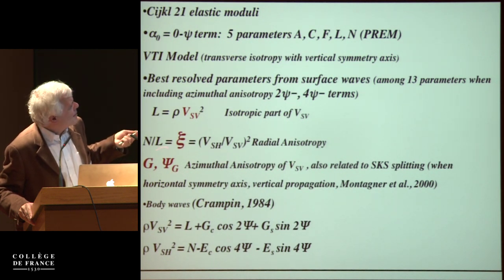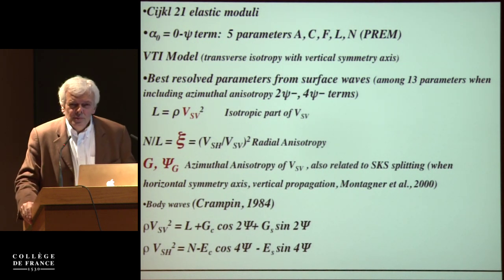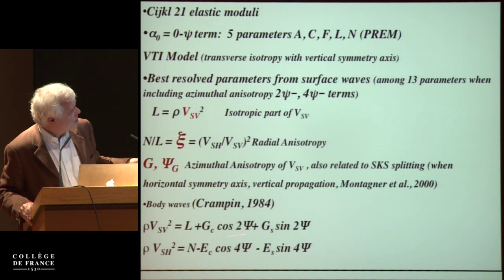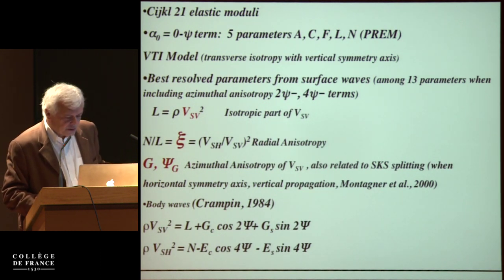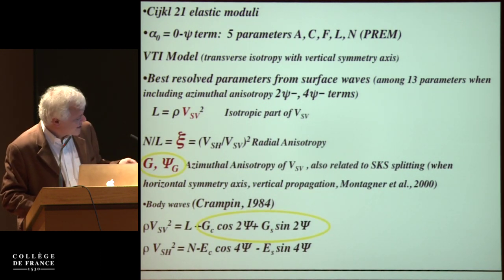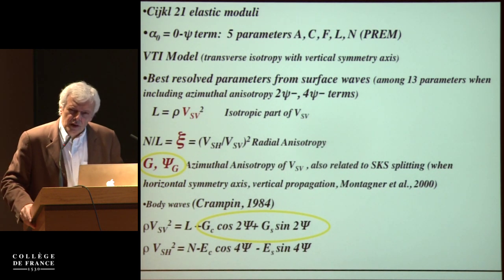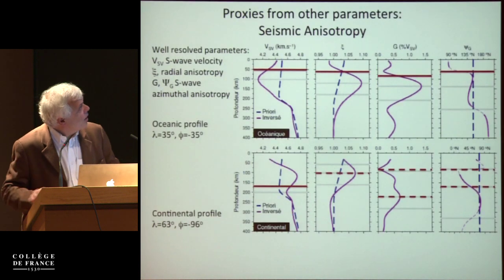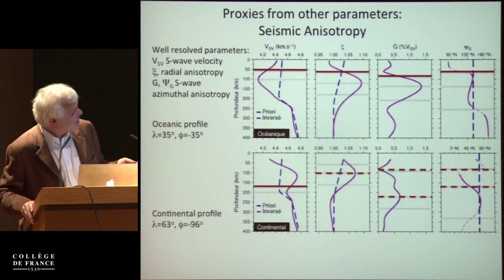And we have also access to azimuthal anisotropy of VSV. And by the way, these parameters can be very useful because they can be related to SKS splitting by using a simple calculation. But again, it's only to show that we can make comparison between surface wave and body wave anisotropy. Okay, so let me go back to seismic anisotropy and what we will do.